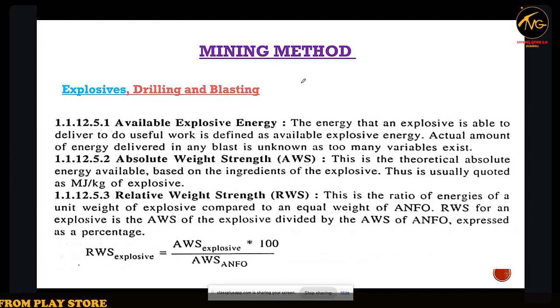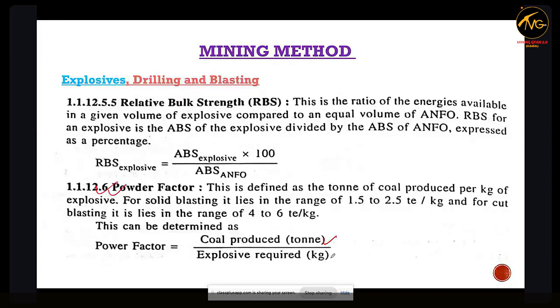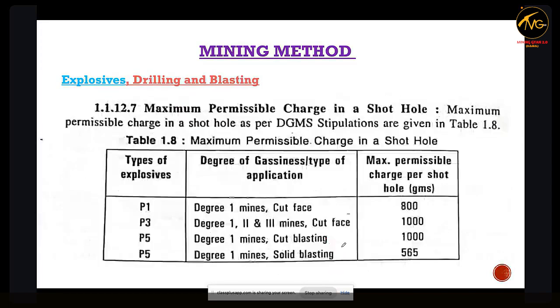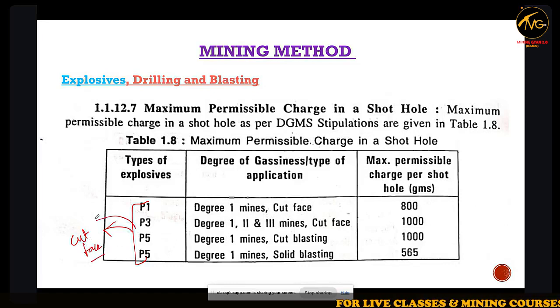Then I told you to remember this power factor: coal produced by explosive used. P1, P3, P5, these three types of explosive we can use in cut phase and in degree 1.